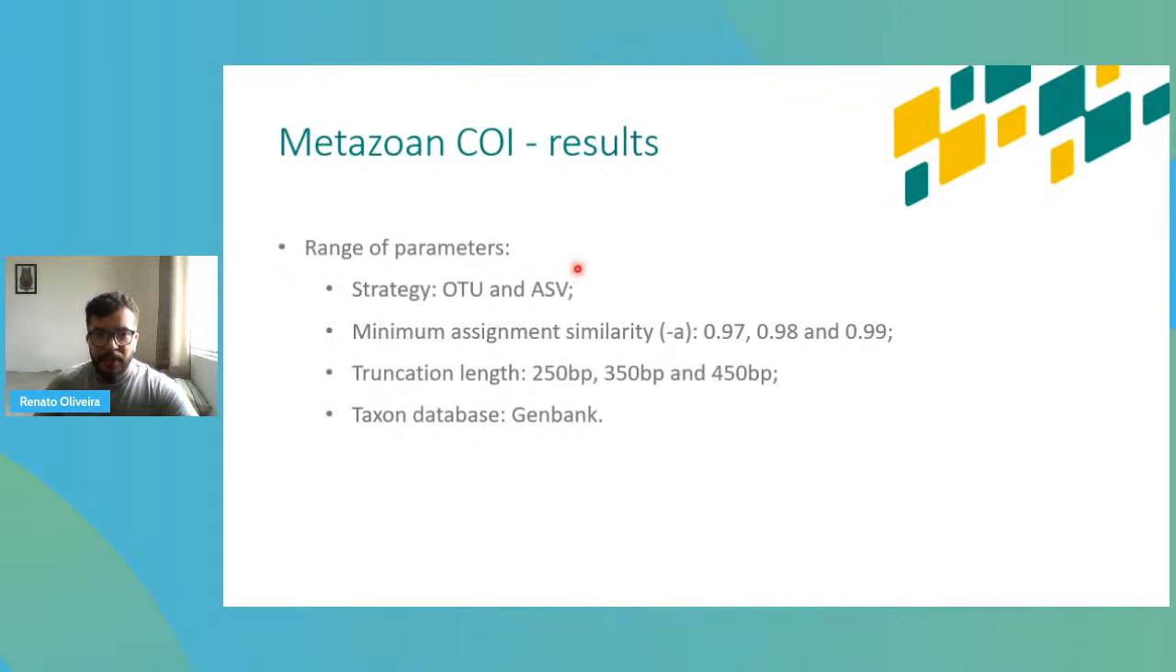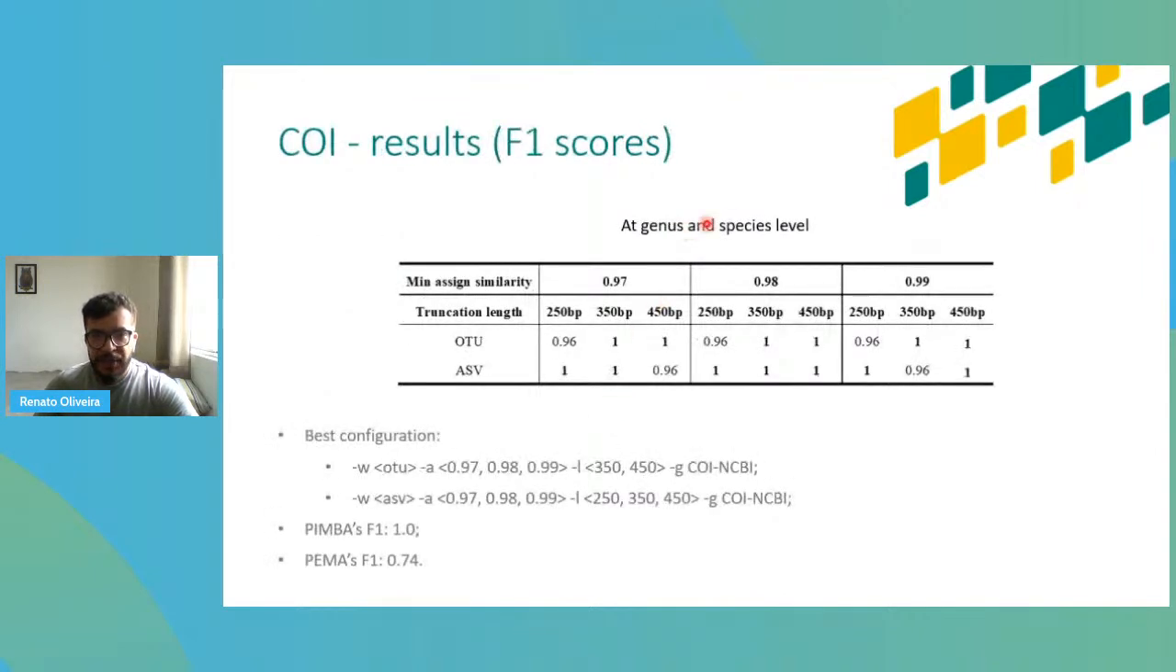In the Metazoa COI dataset, we varied the strategy as well, the assignment similarity, and the truncation length, and we only used the GenBank database. The results for genus and species level were the same, and we can see here that it was quite homogeneous. In almost all configurations, PIMBA obtained an F1 score of 100%, which was a very nice result, against 74% for PEMA.